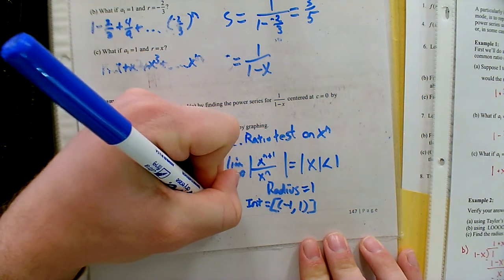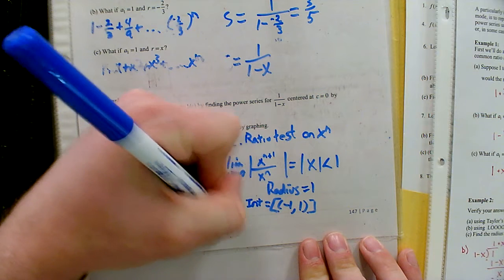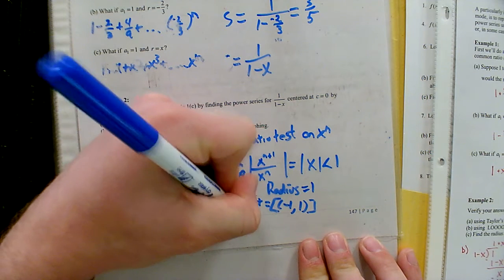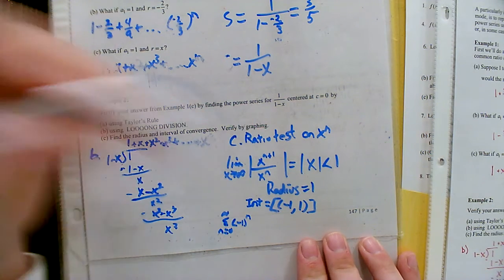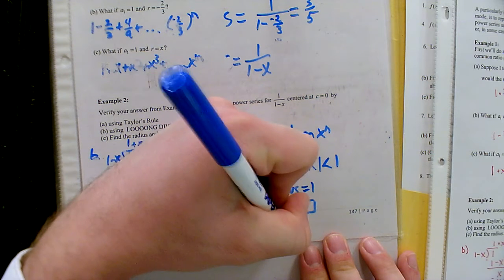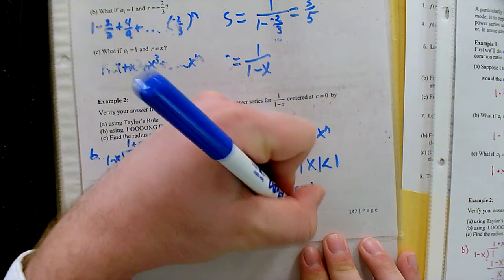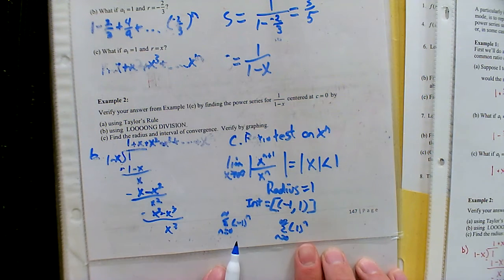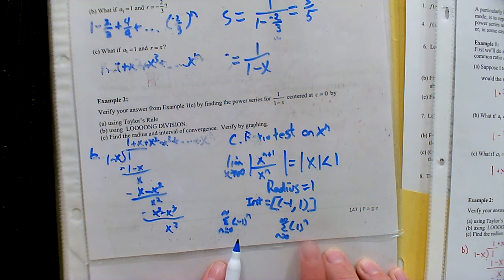So really what we would be testing is the summation n equals 0 to infinity of (-1) to the n, and the summation n equals 0 to infinity of 1 to the n. Each of these, diverge, converge, 1 diverge, 1 converge. What are we thinking? Eric?